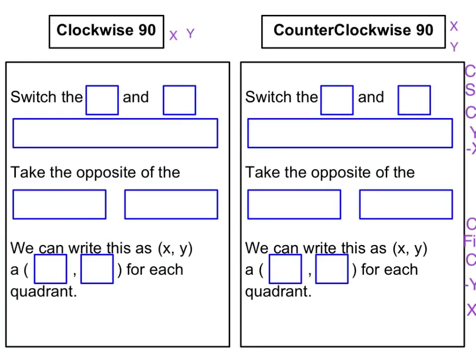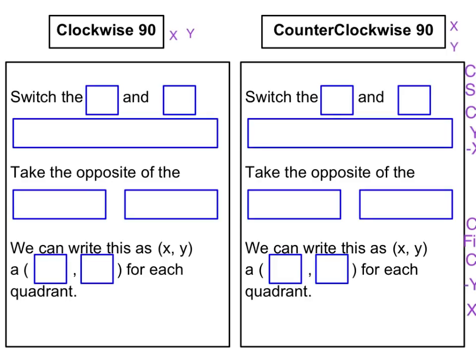Now let's talk about the way that we're going to be able to figure out what rotations are and where our new points are going to be. We're going to be talking about clockwise 90 degrees and counterclockwise 90 degrees. Now these are the rules that we're going to have to remember in order to mathematically figure it out, but no worries, we're going to have a trick later on.